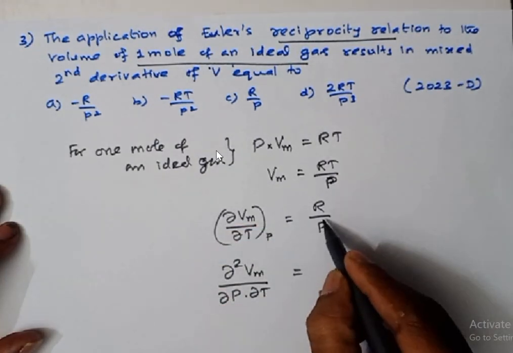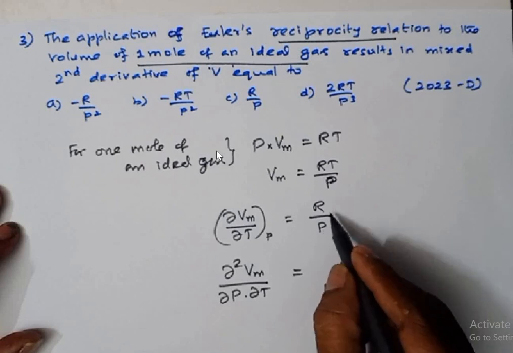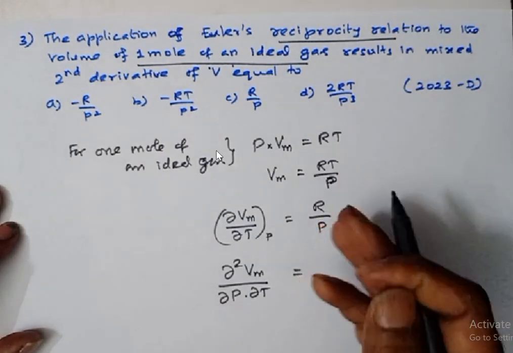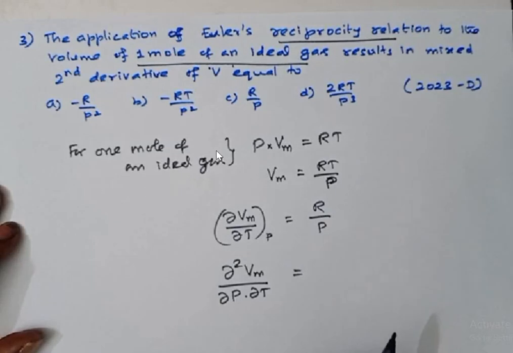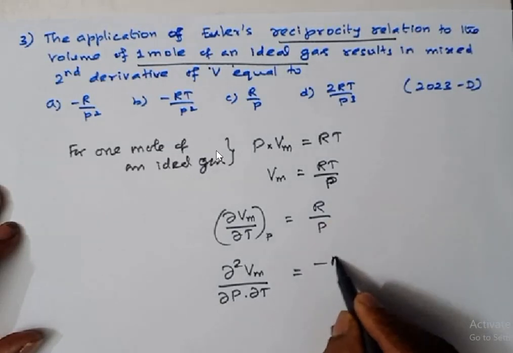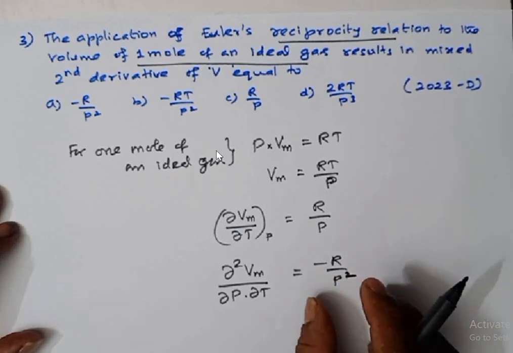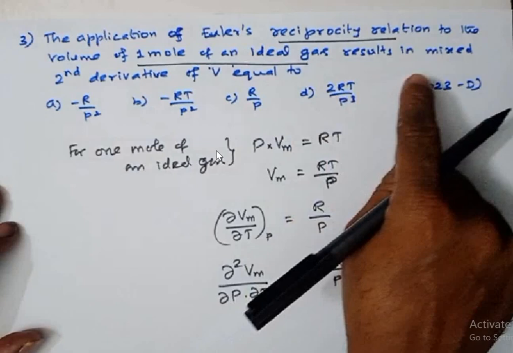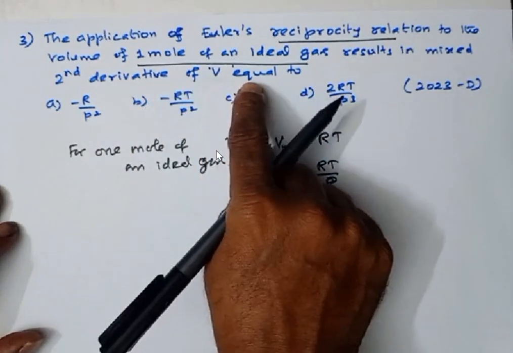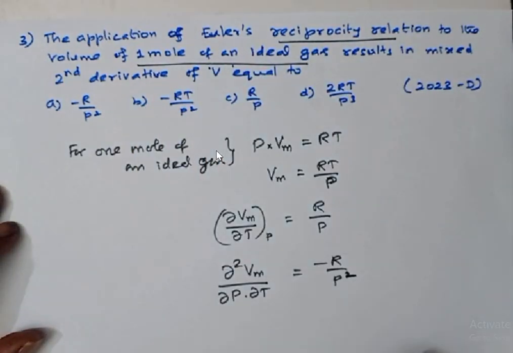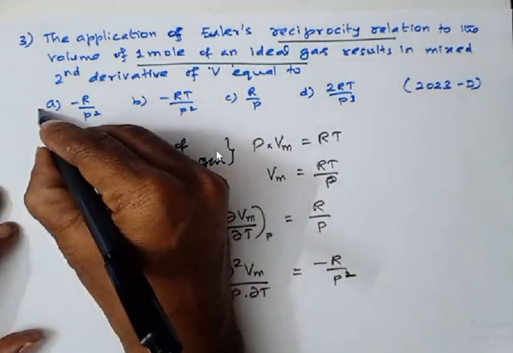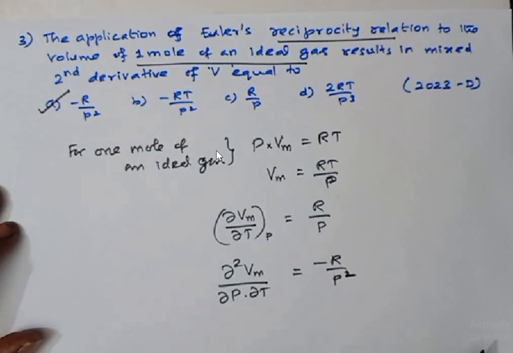I am differentiating this with respect to pressure now. Pressure exists as 1 by P. If you differentiate 1 by x, you will get minus 1 by x square. So for 1 by P, you will get 1 by P square, so you will get minus R by P square. This is the mixed second derivative of volume for 1 mole of an ideal gas as per Euler's reciprocity. So the correct option for this question is option A.